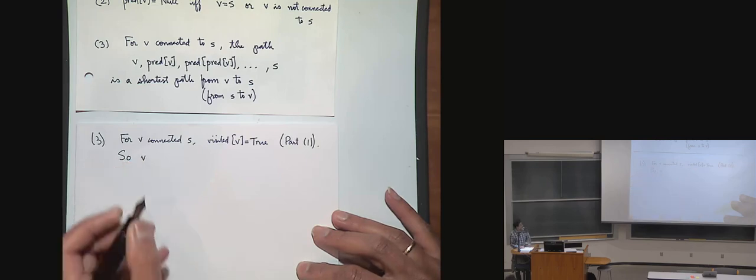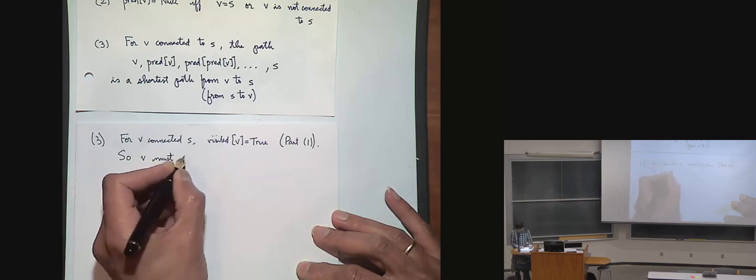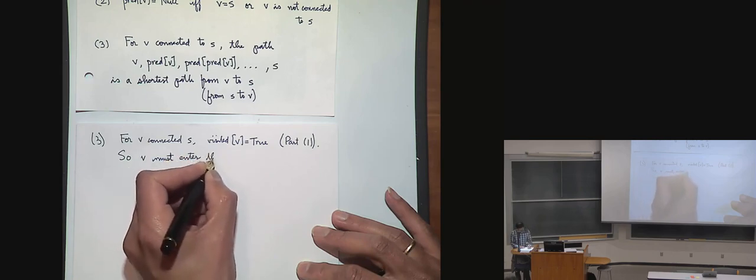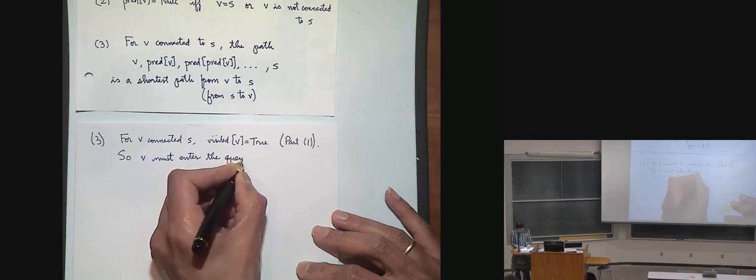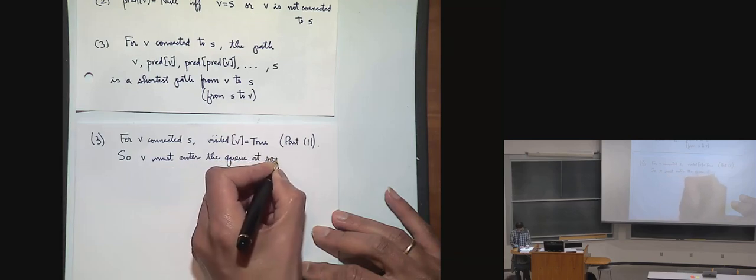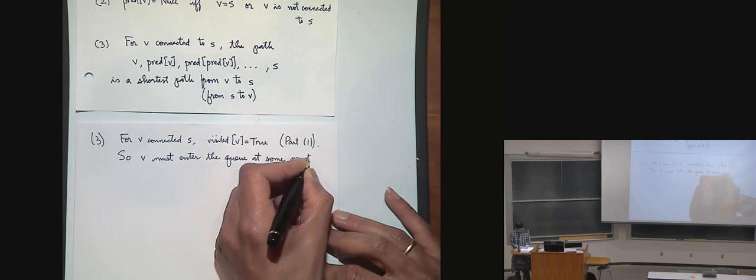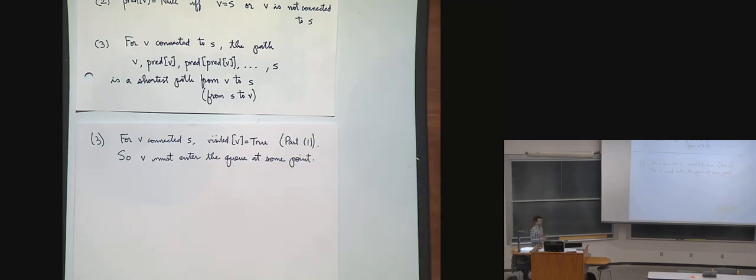So V must enter the queue at some point. Right? And what we'll show is that as soon as V enters the queue, that's when the predecessor gets set, and then we can do some sort of induction to get that to work. Okay, that's sort of the overall idea. So what I'll do is I'll do induction over the number of entries to the queue, right? Because that seems to be the relevant point here.